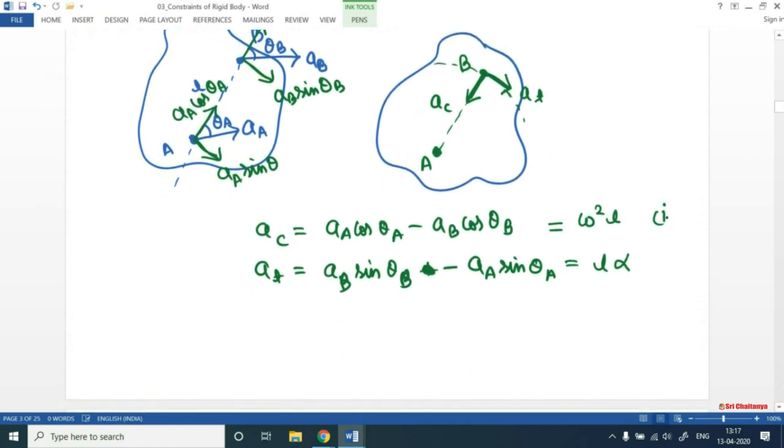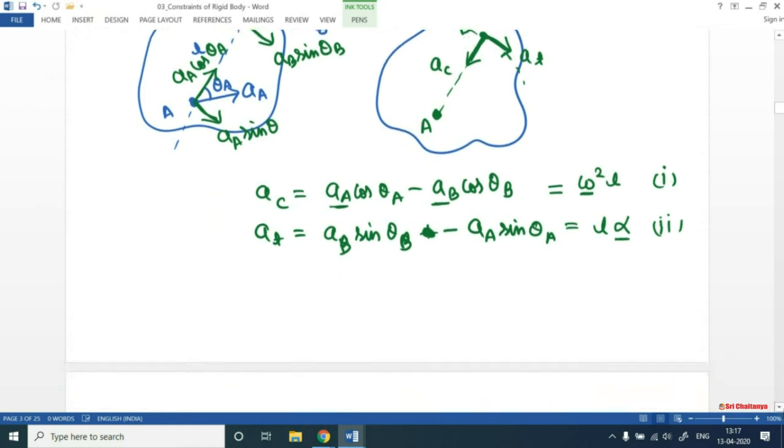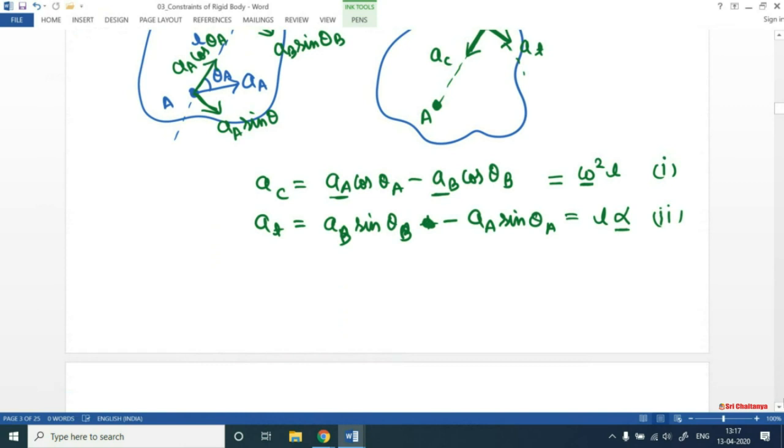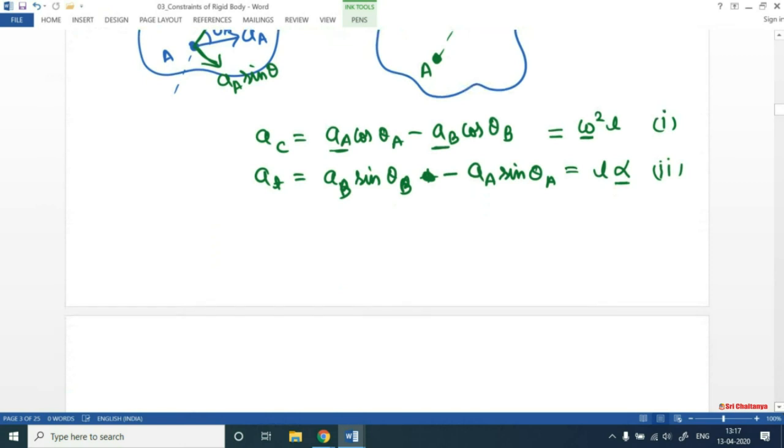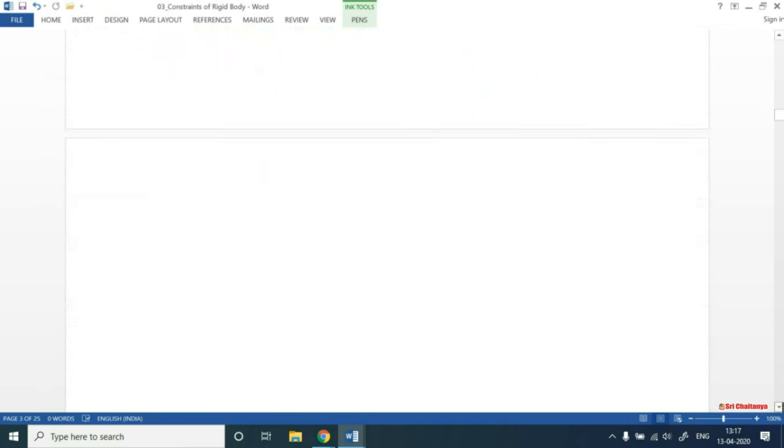Using equation number 1, knowing the acceleration of A, we will be able to find out the acceleration of B as well when we know the angular velocity of the rigid body. And using equation number 2, we must be able to find out the angular acceleration of the rigid body. So these two relationships are going to be useful for the acceleration constraint equation, as well as to find out the angular acceleration of the rigid body over here.